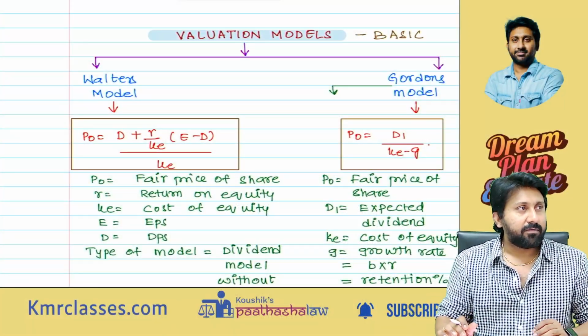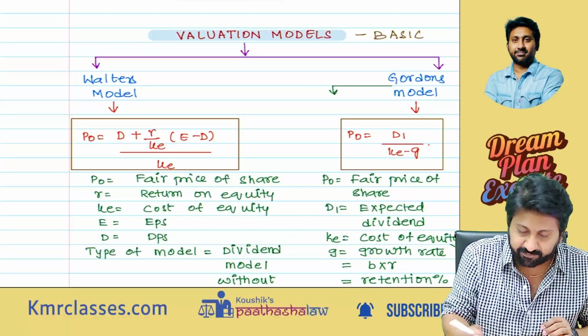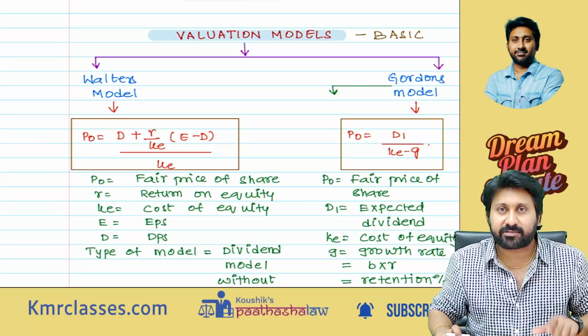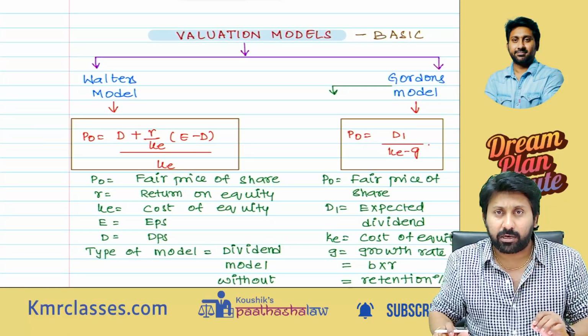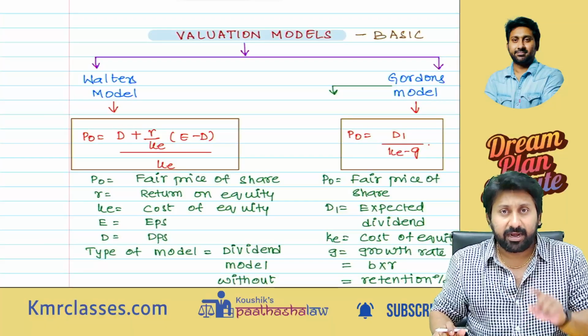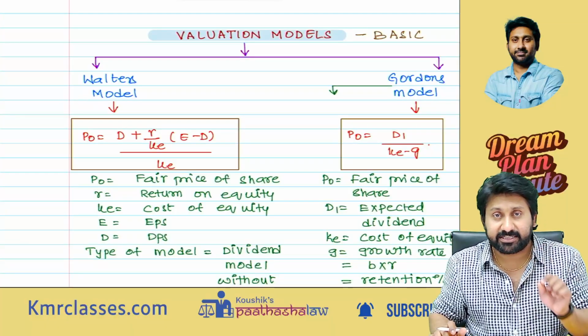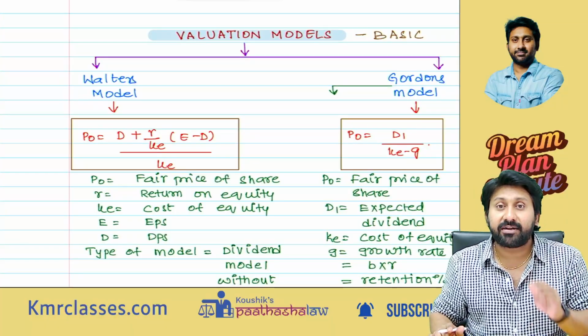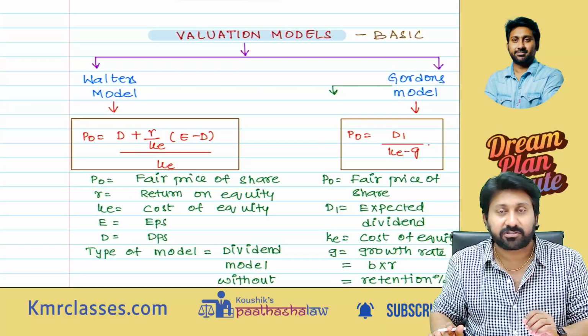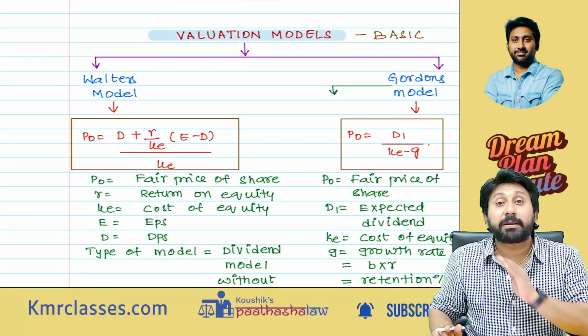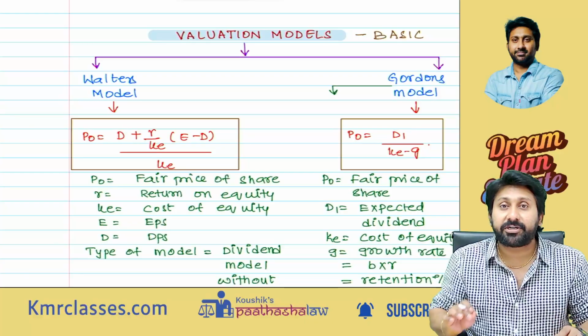Let's see. First, we are going to see the Walter model. The Walter model formula is called a perpetual dividend model where there is no growth. Dividend impacts share price is the assumption of the Walter model, and dividends are always constant and perpetual. Normally, for perpetuity, there is a formula.